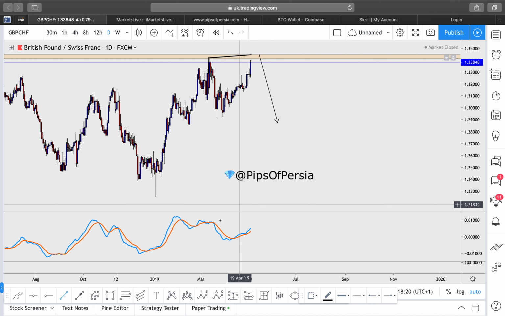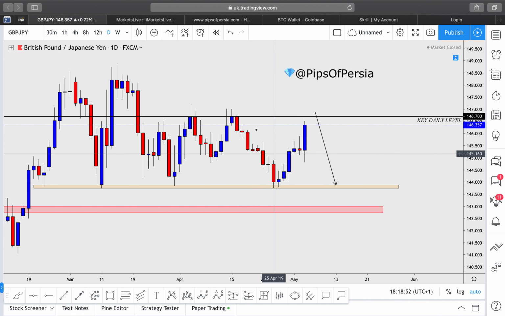Pound versus Japanese yen. On a daily time frame, as you can see, I've marked up this horizontal line, a key daily level. Why? Because this level, 146.7 to be exact, is the highest daily closure we've gone to in the past. Even before that, we've seen multiple reactions on that key level over here, over here. Even if I go further into the past, I can see reactions off of this level as well. It looks like a very dominant level in the market to me.